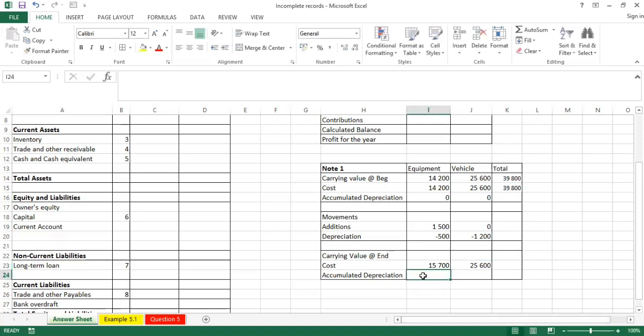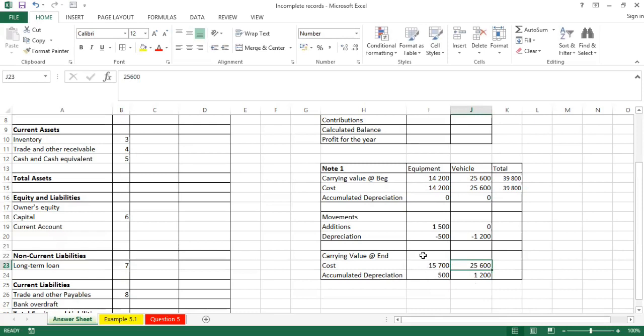And then we come to our accumulated depreciation. How do we get it? We say accumulated depreciation at the beginning plus our depreciation gives our accumulated depreciation at the end. In short, this 0 plus this 500 gives our accumulated depreciation at the end. Since we don't have anything at the beginning, we just keep the two amounts as they are and type it there: 500, and also here 1,200. And then we are done.